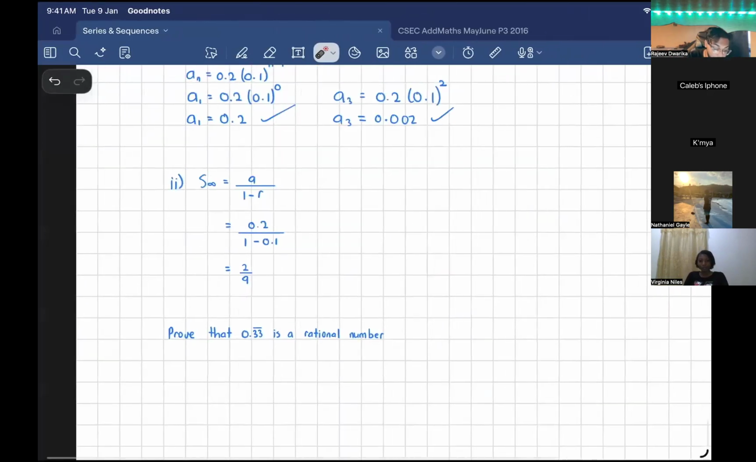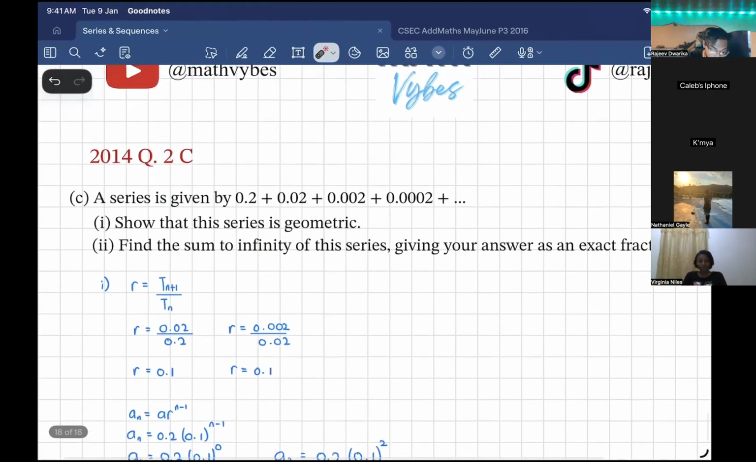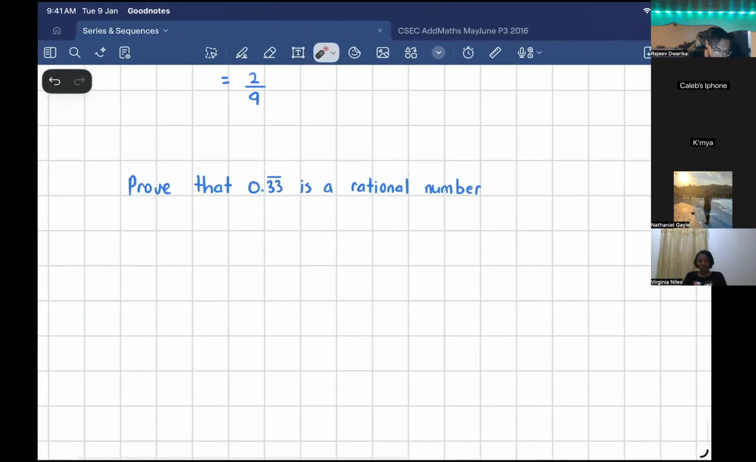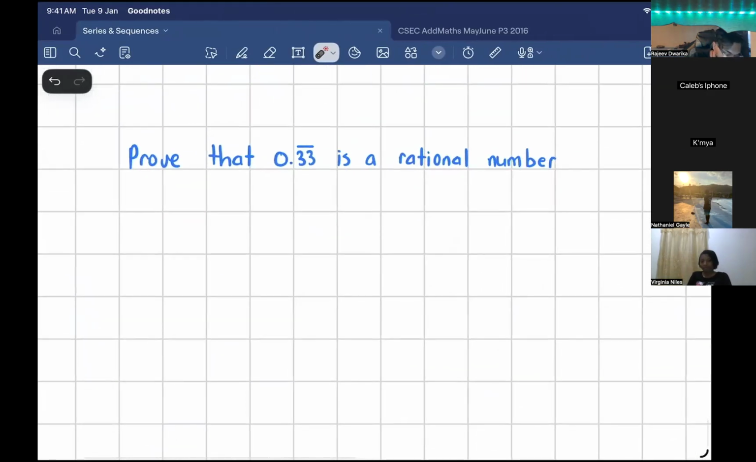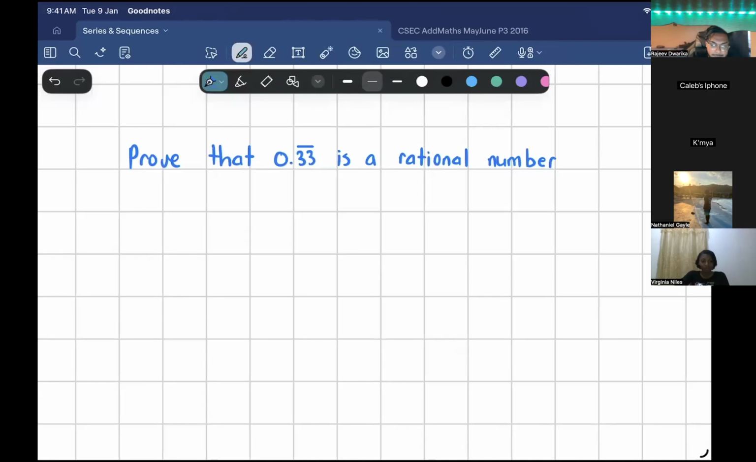This question is extremely similar to this question. Do any of you guys have any ideas as to how we tackle this question? Well, would you break up these 0.3333? I would. So you tell me what to write. Okay, 0.3 plus.